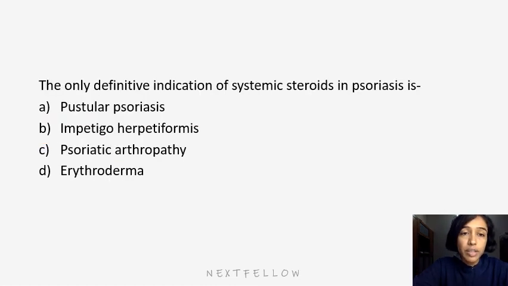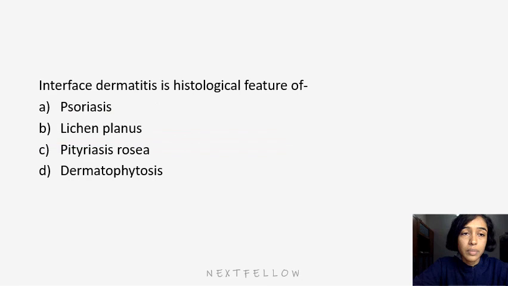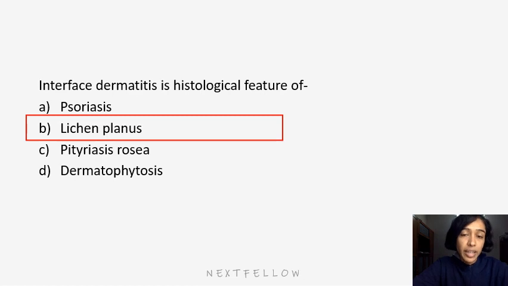The only definitive indication of systemic steroids in psoriasis, so you should know this by now, is it pustular psoriasis, is it impetigo herpetiformis, psoriatic arthropathy, or erythroderma? Impetigo herpetiformis or generalized pustular psoriasis of pregnancy. Interface dermatitis is a histological feature of psoriasis, lichen planus, pityriasis rosea, or dermatophytosis. Interface dermatitis, or the lichenoid infiltrate in the superficial dermis, is seen in lichen planus.